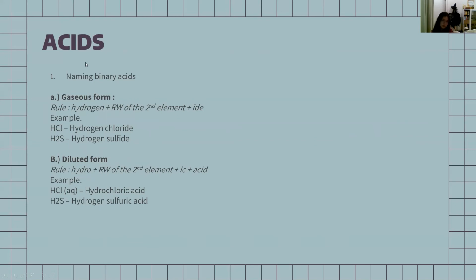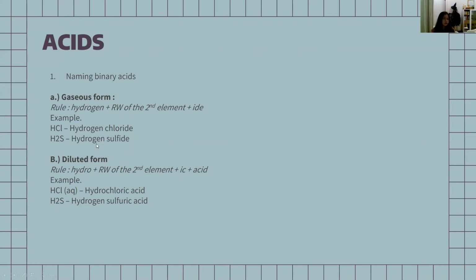So for acids, we can name binary acids and ternary acids. In gaseous form, the rule is hydrogen plus the root word of the second element plus IDE. For example, hydrogen chloride, this is HCl. Hydrogen plus the root word of the second element, which is chlor, plus IDE, so chloride. And then H2S, which is hydrogen plus the root word of the second element, from sulfur, plus IDE, so it is sulfide. So hydrogen sulfide.